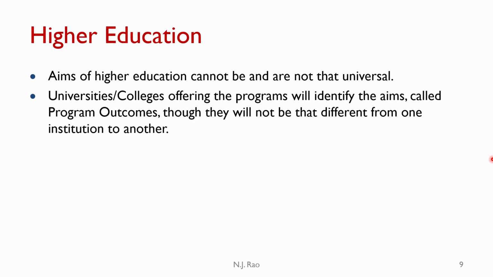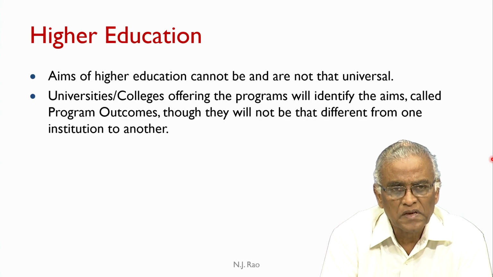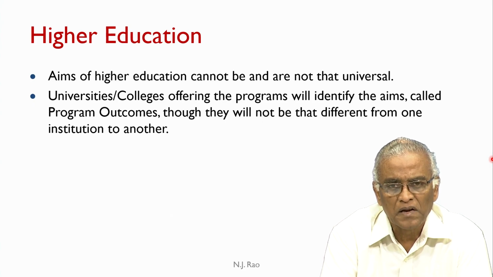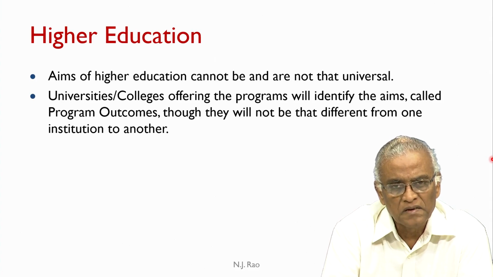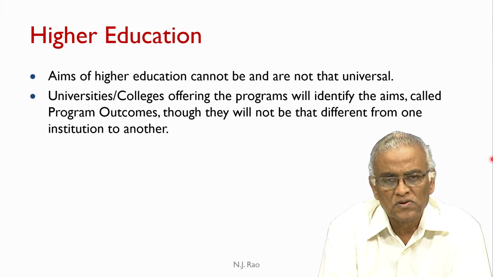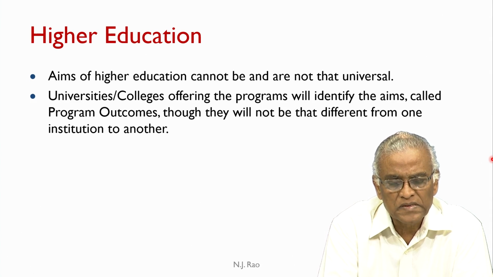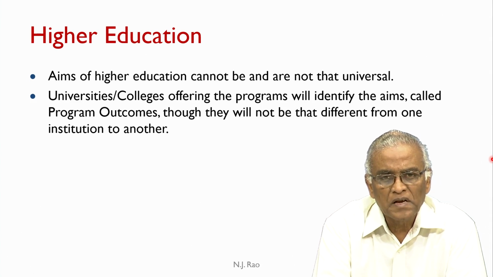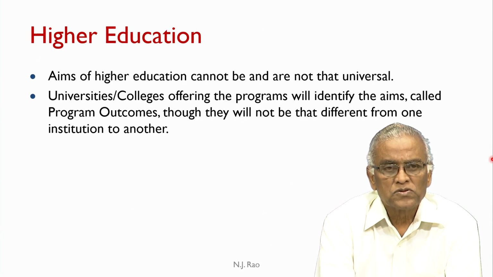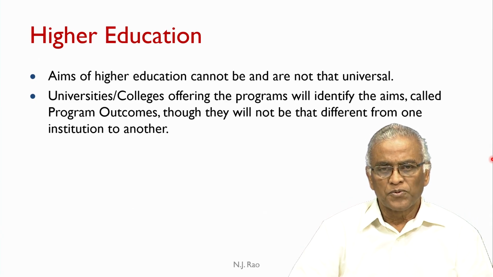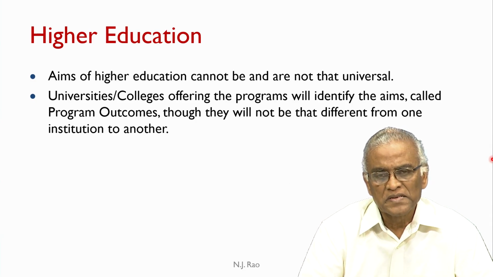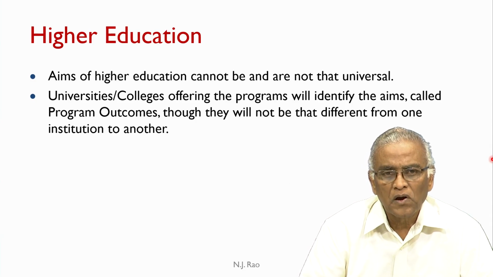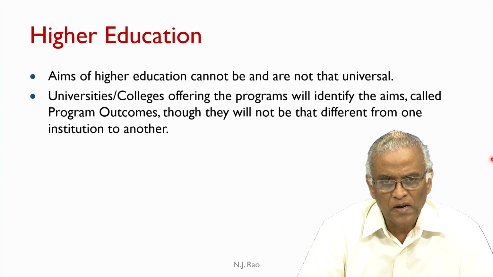But even then, if you compare BA economics and BA sociology, the aims of those programs are not that universal. I can redefine my so-called BA in sociology differently. That is the first thing. In general programs, aims cannot be that universal. So, universities and colleges offering the programs will have to identify these aims, which we are calling program outcomes. What are the aims of this program?